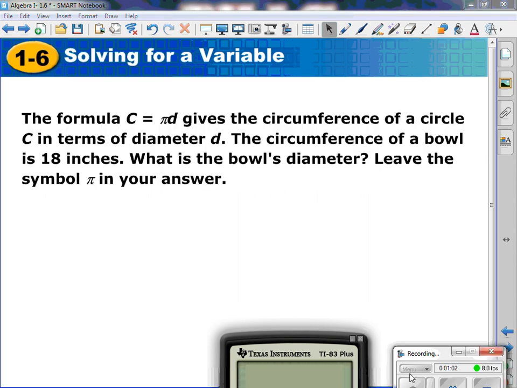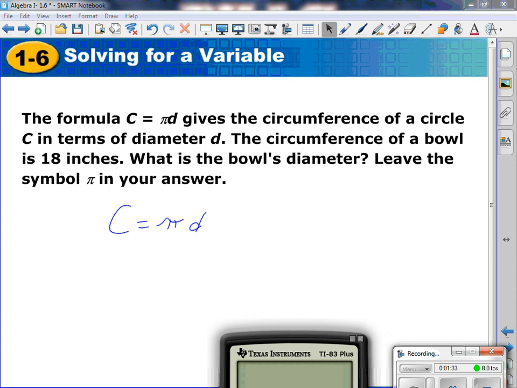The formula C equals pi d gives us the circumference of a circle, C, in terms of a diameter, d. The circumference of a bowl is 18 inches. What is the bowl's diameter? We're going to leave the symbol pi in your answer. So we have C equals pi d. These types of problems give a lot of students difficulty because there's no numbers.